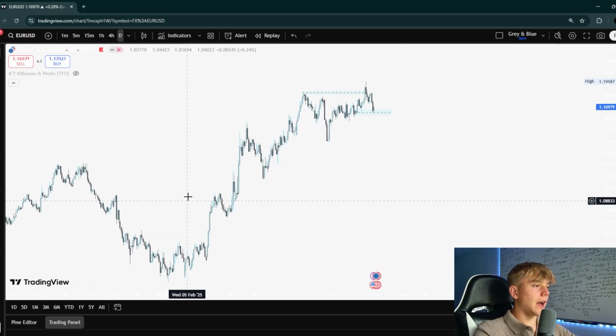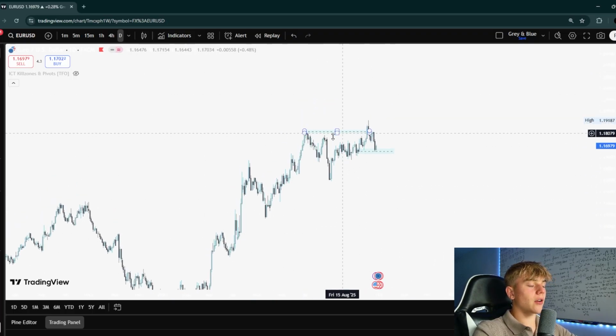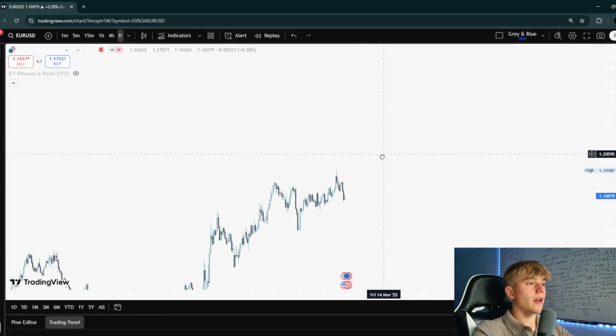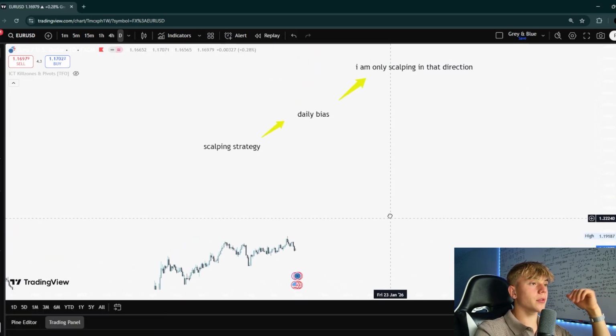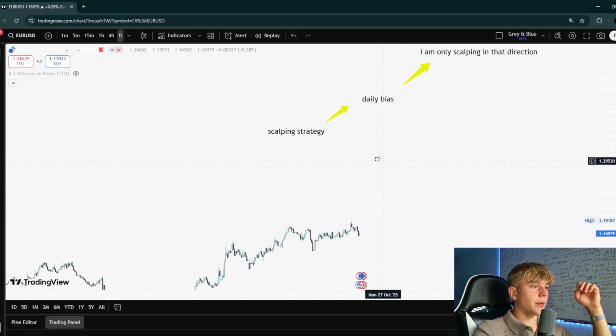the daily chart and piecing together price across a longer period of time, and then zooming in on a shorter period of time to see what price is really doing. So that is how you find a daily bias, and I hope you understand why we need a daily bias. So now we can start on the actual scalping strategy.